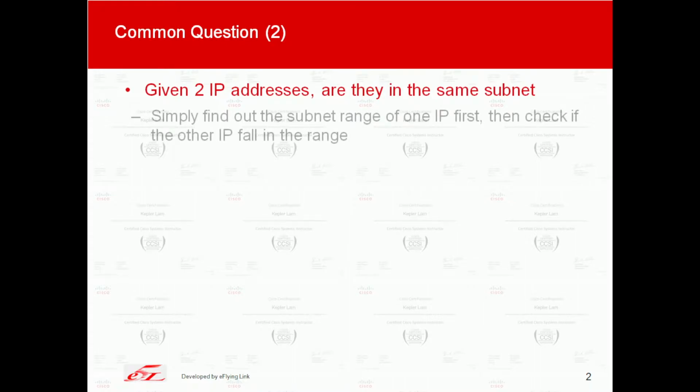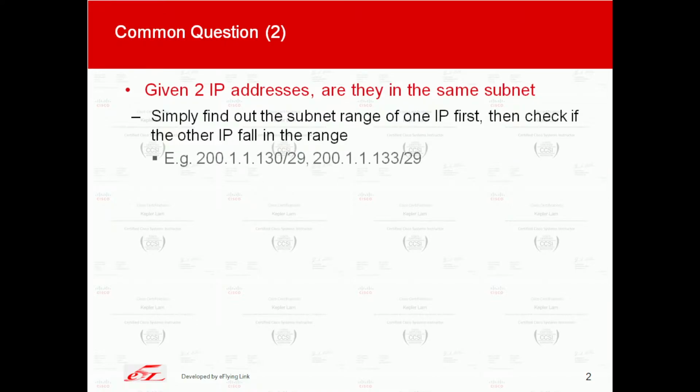The other kind of question is that giving you two IP addresses, you need to check whether they are on the same subnet or not. In fact, once you know how to find out the subnet range, it shouldn't be difficult because you just need to check whether these two IP addresses are in the same range. For example, 200.1.1.130/29 and the other one is .133/29, are they in the same subnet?